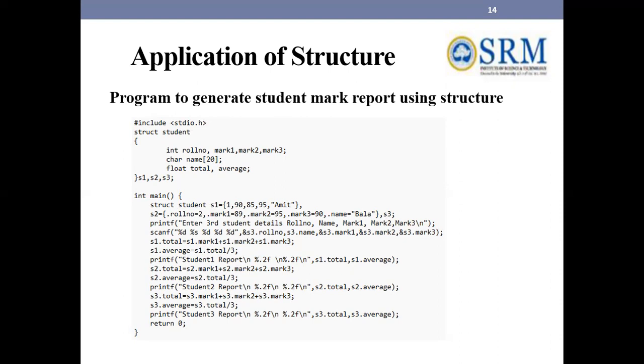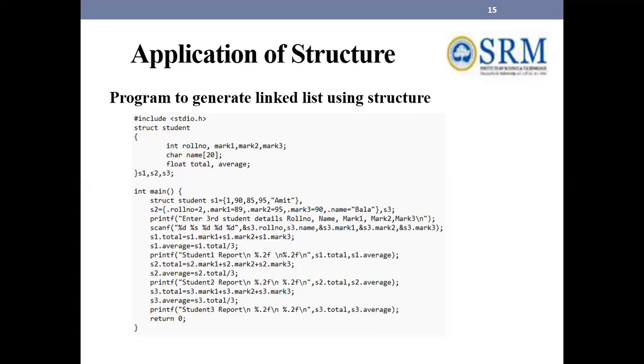Now we are generating the student mark report for 3 students. In this example, we can see how the values are assigned for S1 as a list and how values are assigned for S2 using member variables. For the third student, the input is taken from the input console. Again, we are finding the total and average for all 3 students, and the same values are printed on the screen. So this is an example of a structure: how to create one structure variable for storing multiple values of different data types. This is the application of structures.